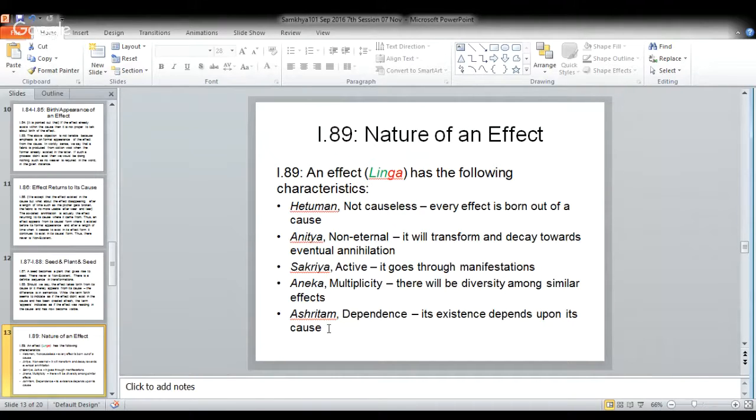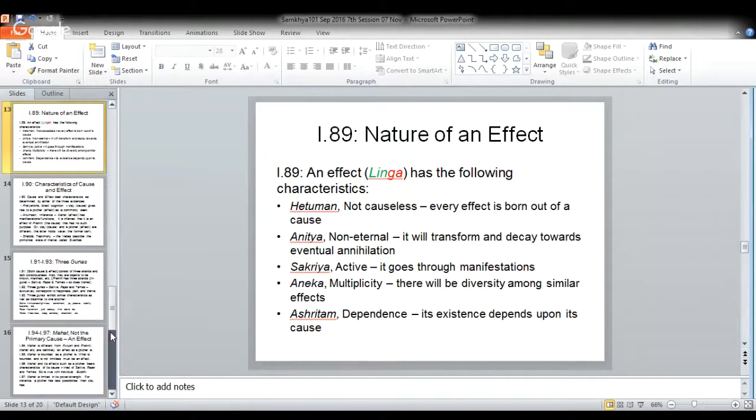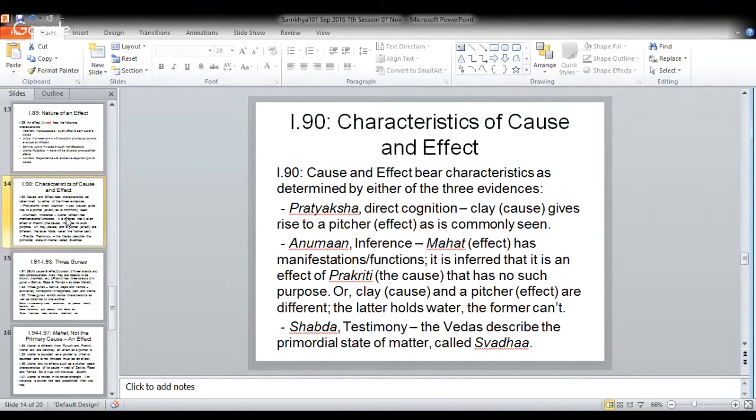So any effect which has these characteristics will be an effect. If something doesn't have these characteristics, that will not be an effect. Please remember that the inquiry is about Prakriti. So he is leading us to get to know the Prakriti, which is the primary cause. That is not an effect. That is the cause of everything, but that itself is not an effect. So that's why he is telling us what the characteristics of an effect are.